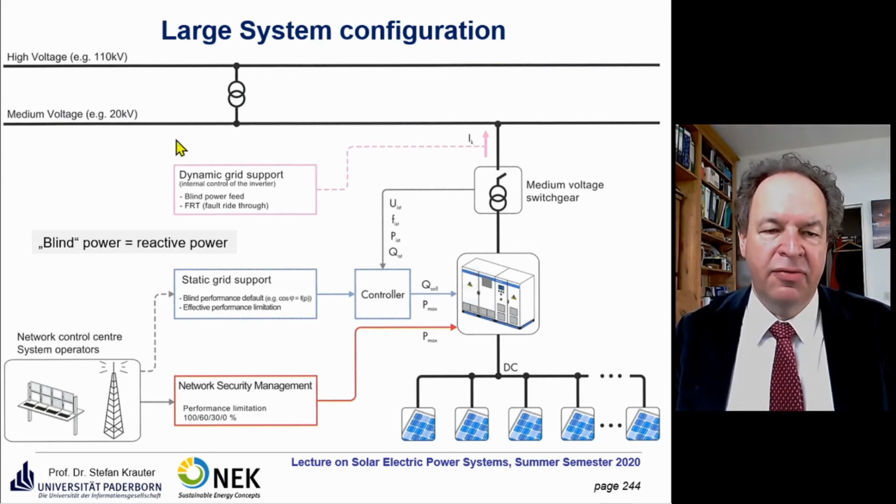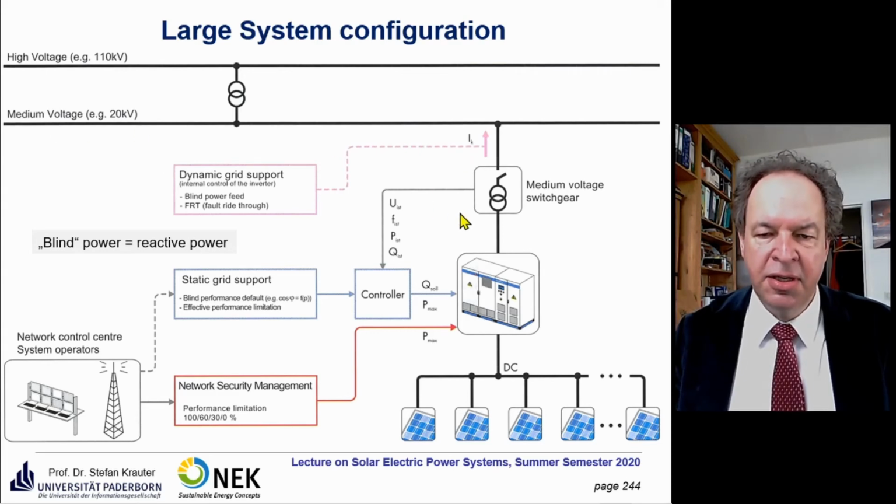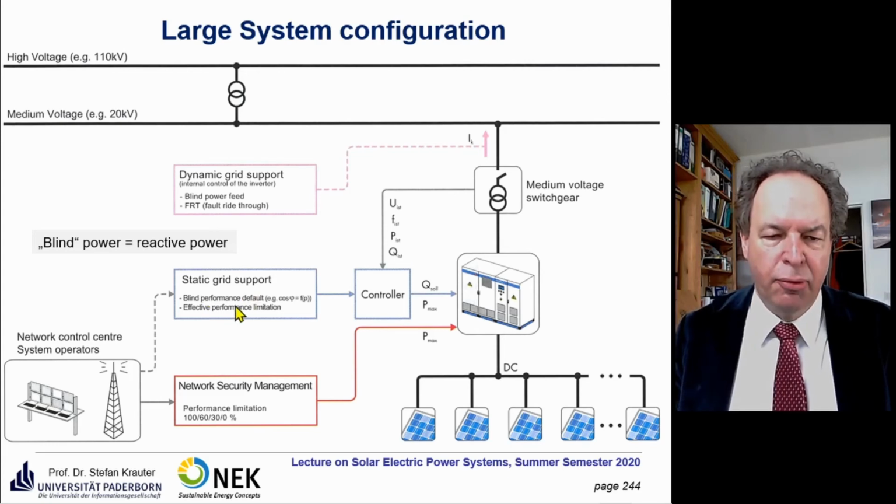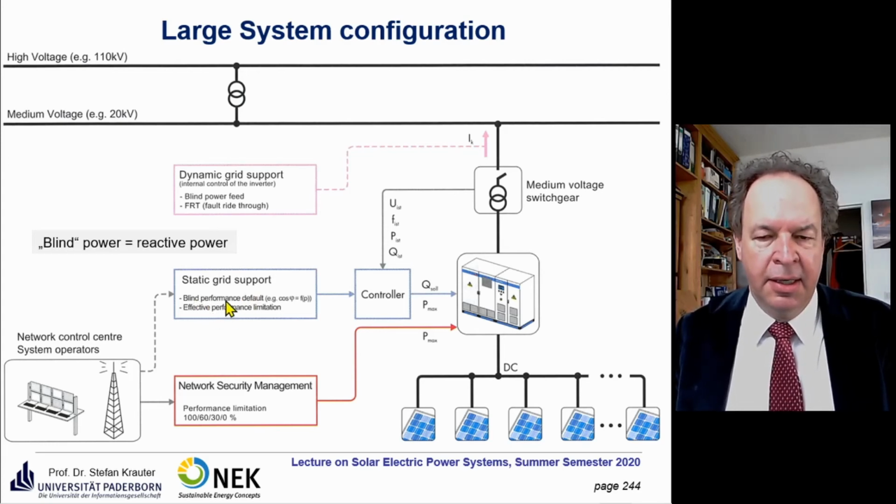For example, here you have a medium voltage grid injection, and so you can do static grid support, so that the reactive power is being controlled. You can adjust the cosinus phi, whether it goes to inductive or capacitive. You can also do effective performance limitations, for example, due to overproduction, and you can reduce or adjust the inverter accordingly.